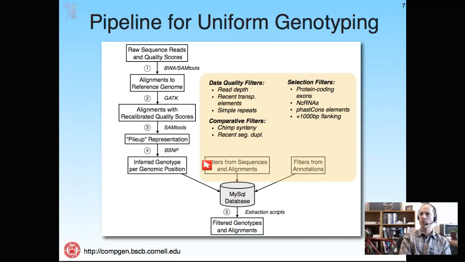We also use a large number of filters. We heavily filter the data to eliminate regions of lower read depth, regions that are difficult to align because they contain recent transposable elements or simple repeats. We filter the data heavily to ensure that we have high quality alignments with the chimpanzee genome, making use of SNP information. We avoid segmental duplications, and then we avoid all regions in the genome that are likely to be under selection, including protein coding genes, non-coding RNAs, conserved non-coding elements identified by phastCons, and so on. Because we have so much data, we're able to filter it quite heavily and work with a subset that we think should be highly depleted for both data quality errors and the effects of natural selection.